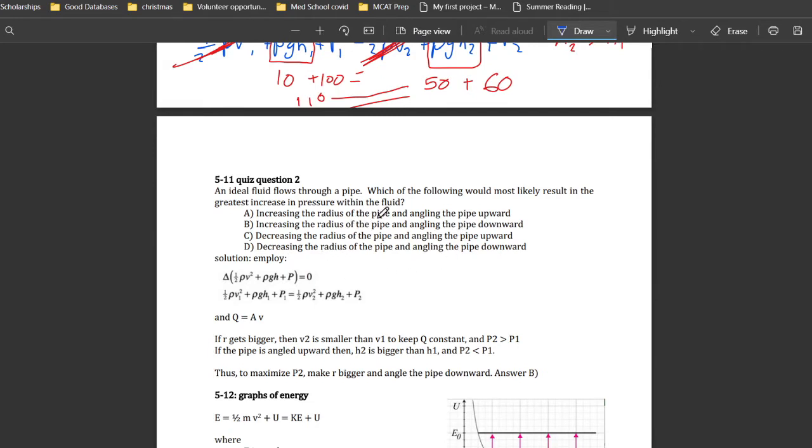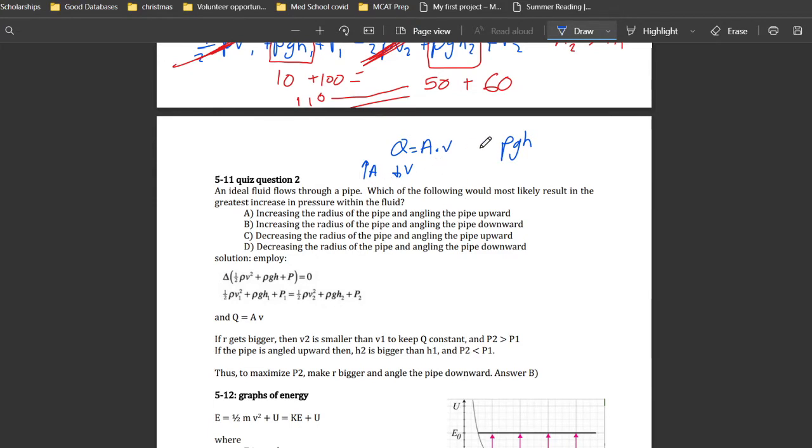So the question is referring to both the radius of the pipe, so referring to Q equals A times V, and the height of the pipe, so the angle of the pipe. So we can say the rho gh of the pipe. Let me just erase some of this. So recall, if we increase the cross-sectional area of a pipe, we decrease the velocity of the pipe.